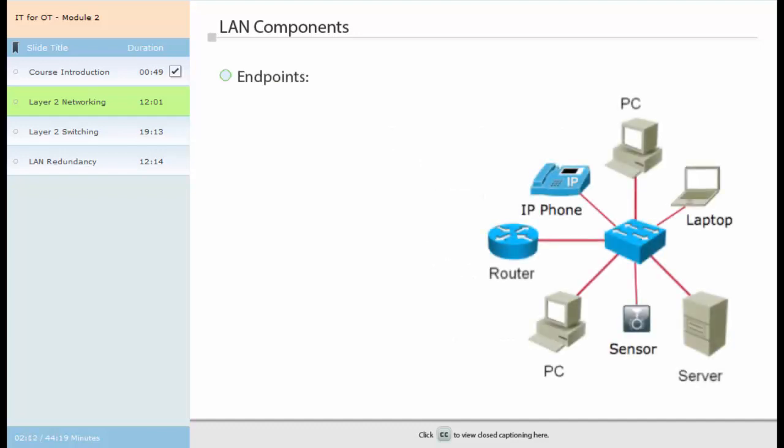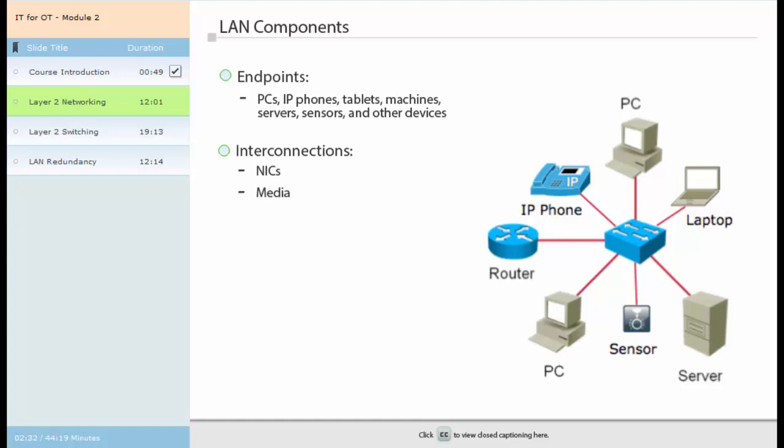Endpoints are devices that are connected to the network that send and receive data, such as computers, tablets, IP phones, smartphones, sensors, and machines. Interconnections allow data to travel from one point to another in the network. Interconnections include these components: network interface cards and network media. Network interface cards, or NICs, translate the data that is produced by the computer into a format that can be transmitted over the LAN. Network media, such as cables or wireless media, transmit signals from one device on the LAN to another. A LAN may also include these network devices: Ethernet switches and network routers.